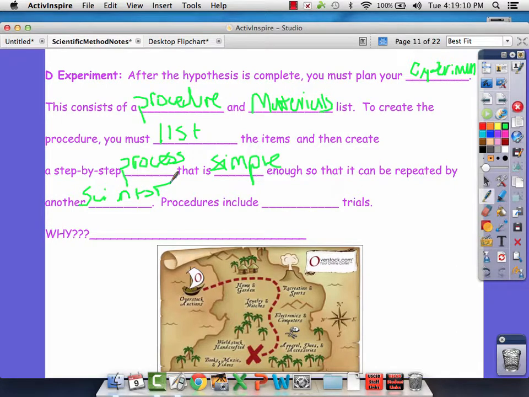Okay, so pretty simple here. You're really just creating a list of what you want future scientists that do your experiment to do. Exactly how you did it. You want to set it up. You want to provide this step-by-step process that anybody else could pick up your materials and do.